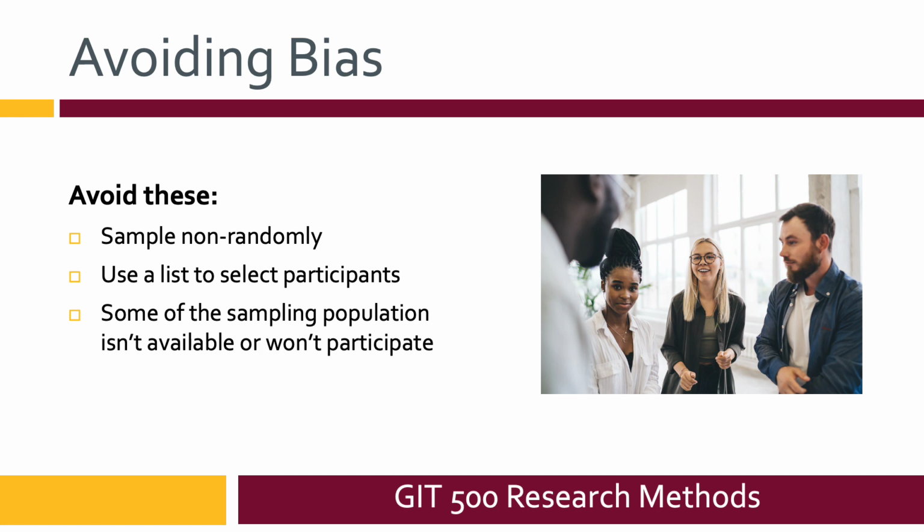And then just another way that a bias can be introduced is if some of the sampling population isn't available, or they just don't want to participate. So that may cause a little bit of bias as well.